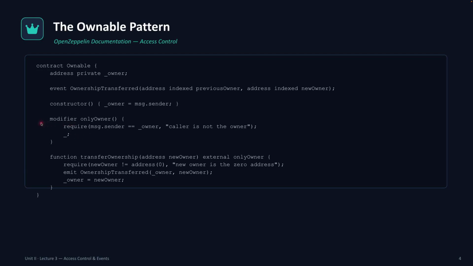One thing to notice: inside a modifier, first we add the checks and then at last we add an underscore. What is the role of the underscore? At runtime, Solidity replaces this underscore with the function body of the calling function. In this case, when transferOwnership uses the modifier onlyOwner, after this check, the underscore is replaced by this code. That is the importance of the underscore inside a modifier.